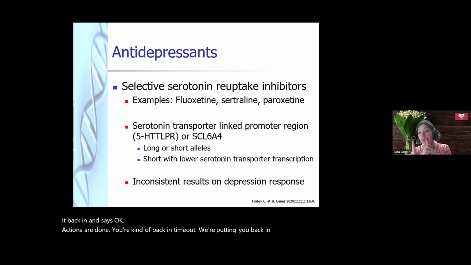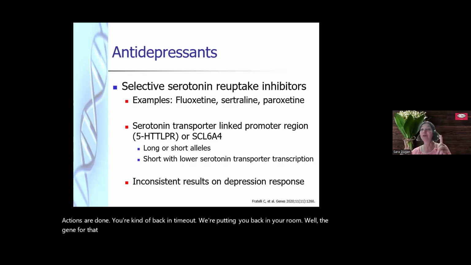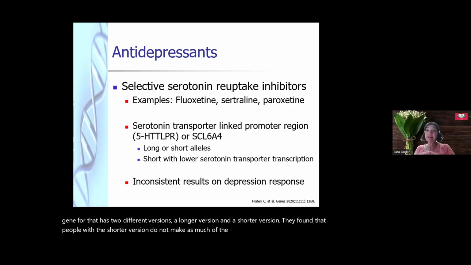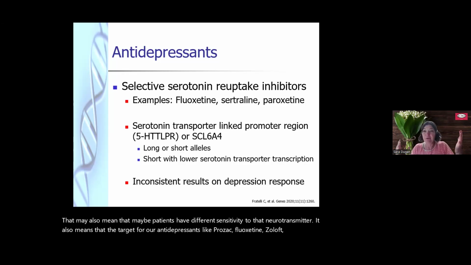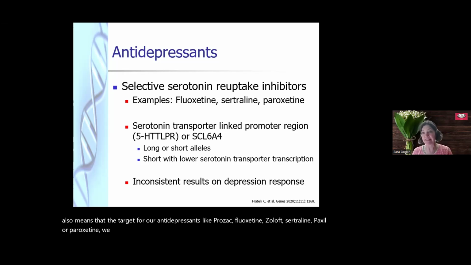Well, the gene for that has two different versions, a longer version and a shorter version. They found that people with the shorter version do not make as much of the pump as they're supposed to. Now, that may mean that there's more serotonin available. That may also mean that maybe patients have different sensitivity to that neurotransmitter. It also means that the target for our antidepressants like Prozac, fluoxetine, Zoloft, sertraline, Paxil, or paroxetine, we don't have as many targets for those medicines.